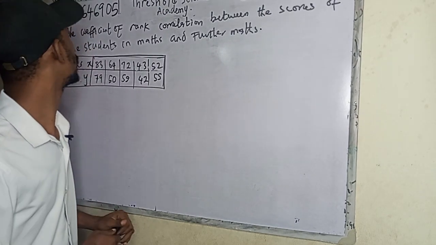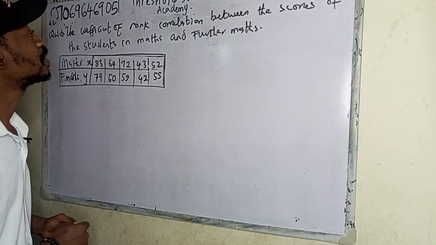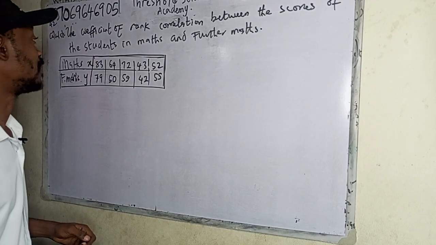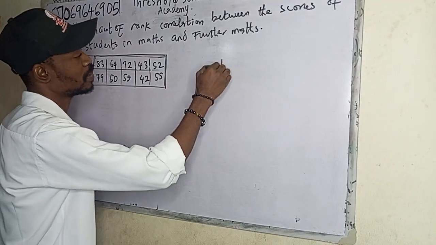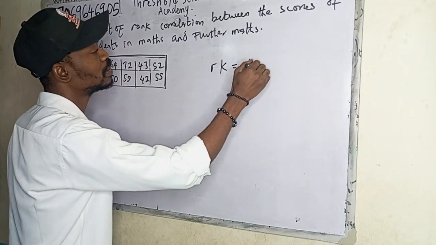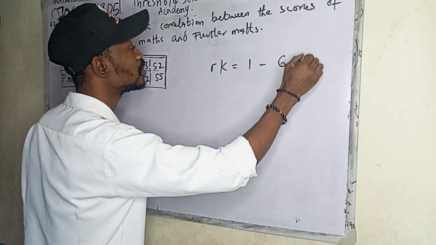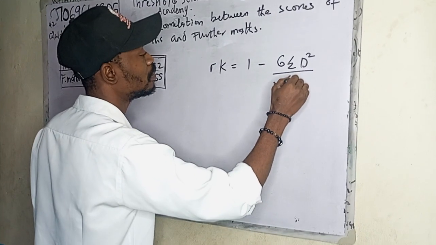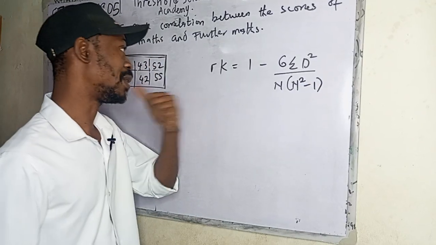All right, guys. So question number 42 says to calculate the coefficient of rank correlation between the scores of the students in math and further mathematics. So first of all, the formula we're going to use, the Spearman's rank coefficient, is 1 minus 6 summation of d squared all over n, open the bracket, n squared minus 1. So that is the formula we're going to have to use.